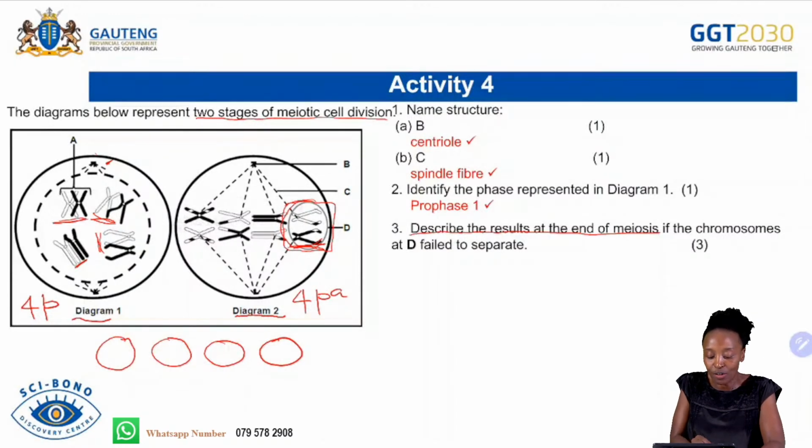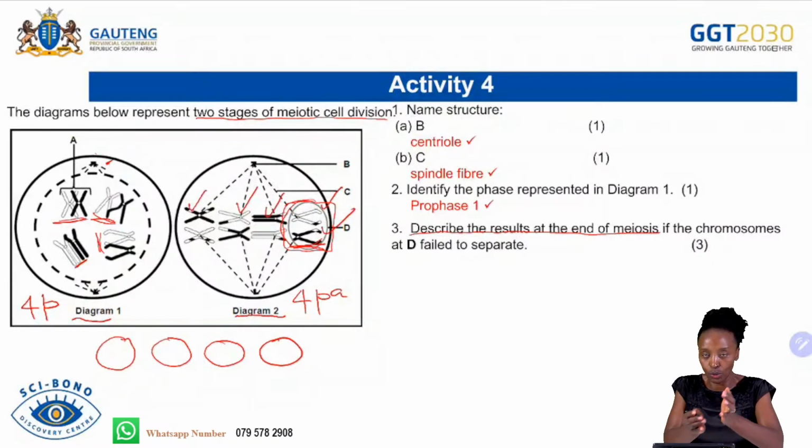So at the end of meiosis 1 here, if this was the normal cell, 4 were going to be on one cell and 4 on the other cell. But at the end of meiosis 1, instead we are going to have one cell that will have 1, 2, 3, 4, 5, because these two are going to go together.